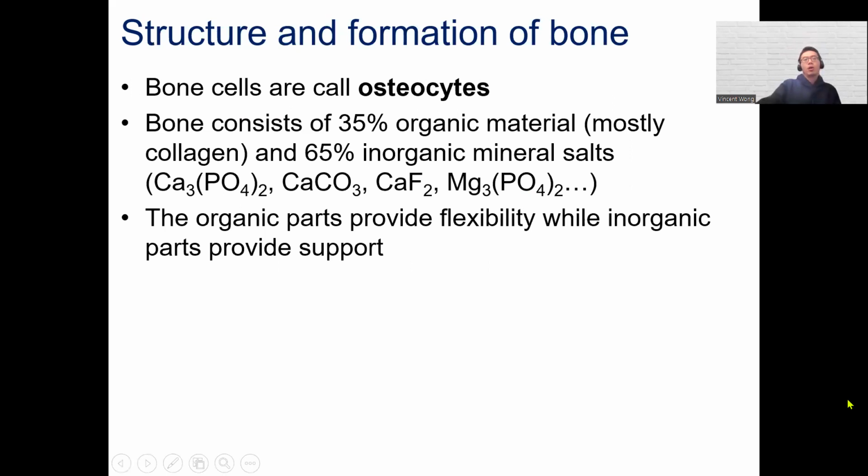Bone cells are called osteocytes. Osteocytes, okay? And in terms of composition, 35% roughly of bone is made up of organic material. Organic means it contains carbon, right? So the main organic material in bones is collagen. It gives the bone a little bit of flexibility. It sounds weird, right? You think about it, bone is hard, right? What do you mean flexibility? But something can be hard and flexible at the same time, right?